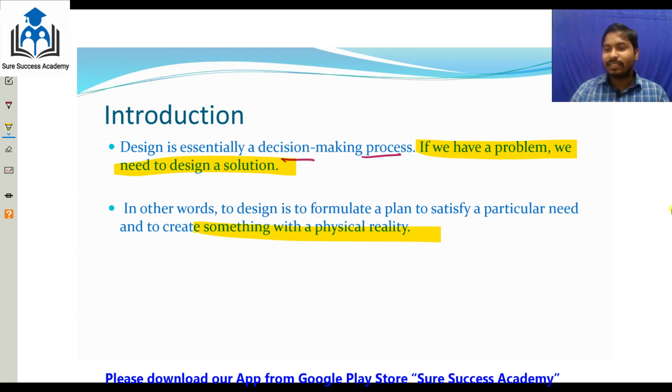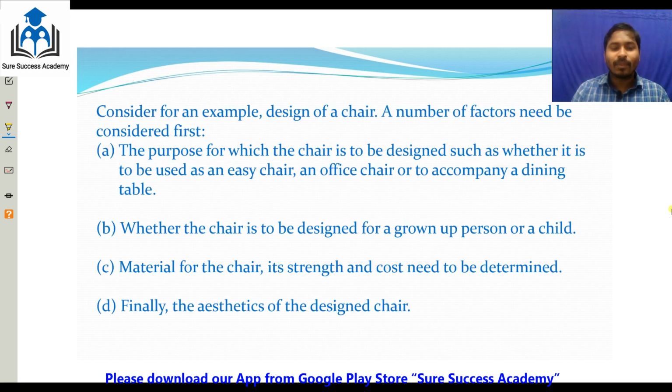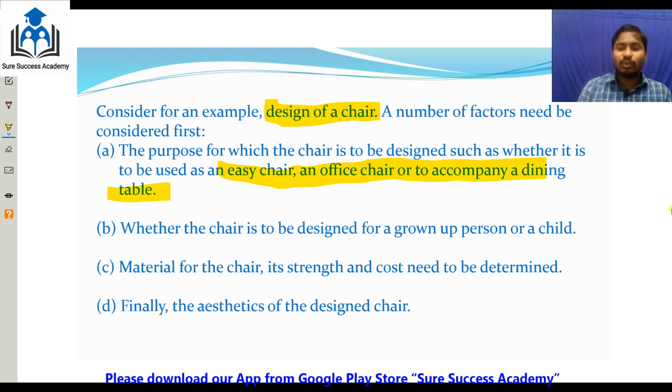We will see an example. Consider an example: design a chair. You know the sitting chair. How will you design the chair? You have to consider a number of factors. First, the purpose for which the chair is designed, whether it is an easy chair, an office chair, or a chair for a dining table. Different types of chairs are there: an office chair, a chair for individual sitting at home, or a dining chair.